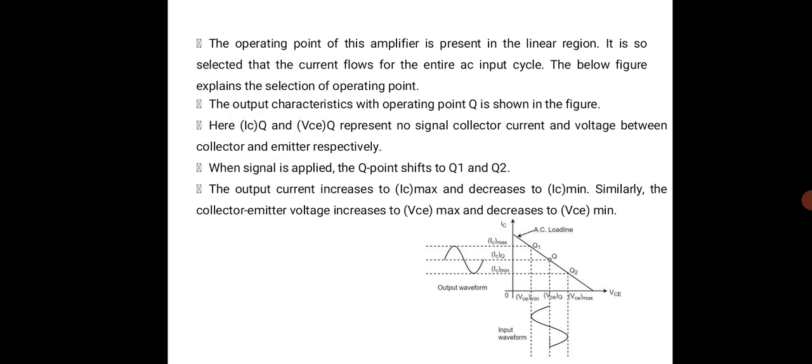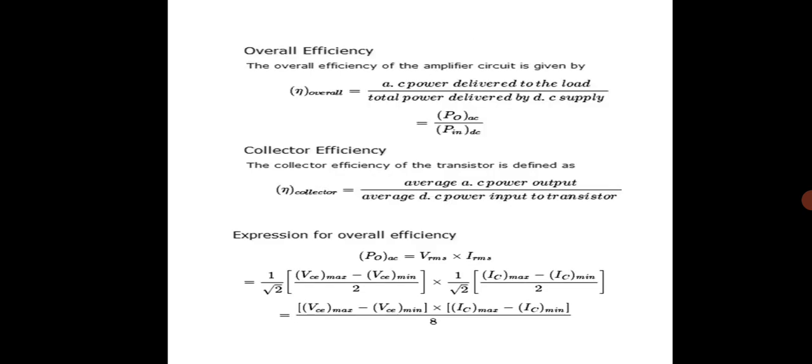The output characteristics with operating Q point is shown in the figure. Here we have IC and VCE at Q point, which represent the no signal collector current and the voltage between collector and emitter respectively. When signal is applied, the Q point shifts to Q1 and Q2. So the output current increases to IC max and decreases to IC min. Similarly, the collector emitter voltage increases to VCE max and decreases to VCE min.